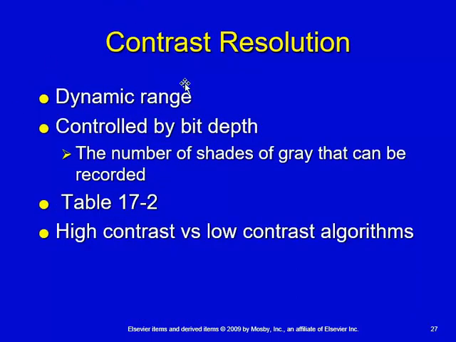Contrast resolution is your dynamic range, and it's controlled by the bit depth. It is the number of shades of gray that can be recorded and demonstrated. So when we have high contrast, what that means is it's a very black and white image. There are very few shades from the lightest image to the darkest image on the image receptor, or on the TV screen, or on the computer screen. Low contrast is the opposite. You've got a lot of shades of gray.